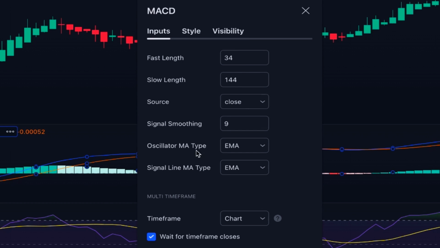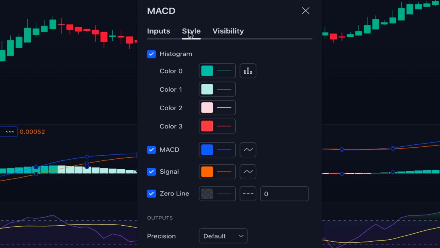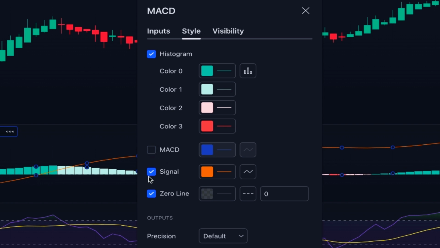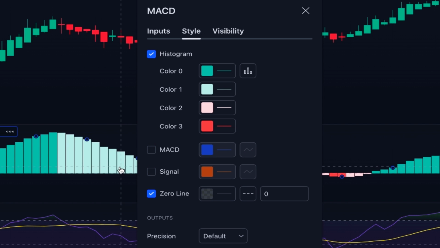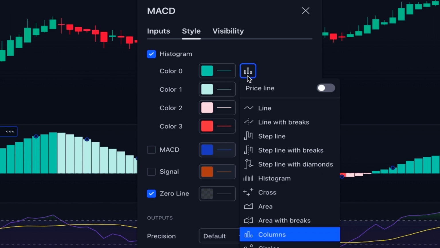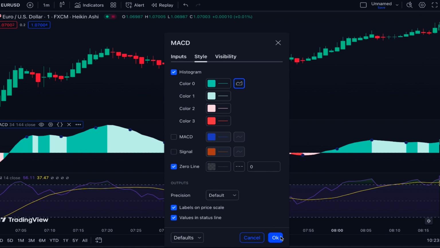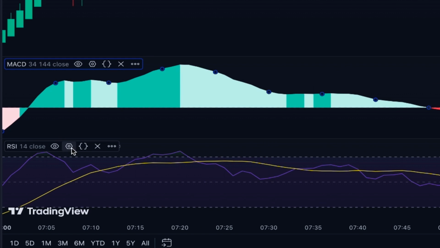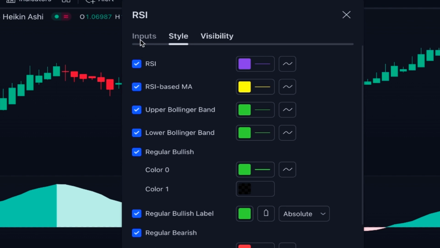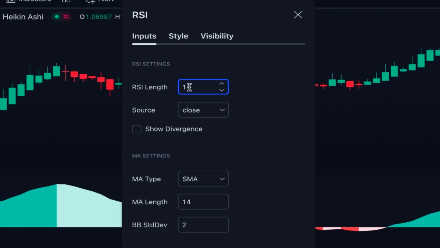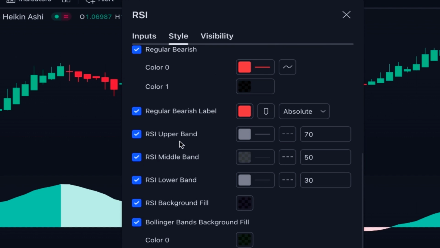We don't change anything else here and then we go to the style tab and we remove MACD line and signal line because we only need the histogram, and also for the appearance we change it to area. Alright, we're done with MACD and now we go to the settings of RSI, and first here in the inputs tab we set RSI length at 2, and then here in the style tab we scroll down and here for RSI upper band we set it at 95 and for RSI lower band we set it at 5.